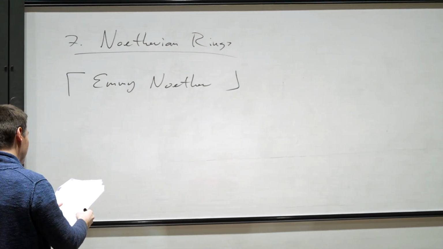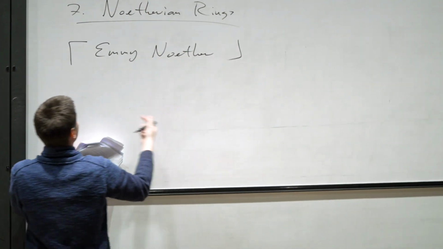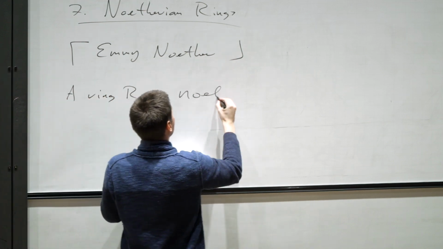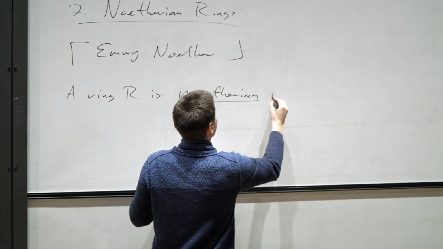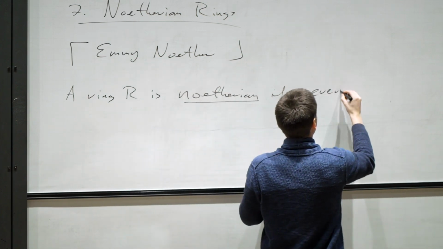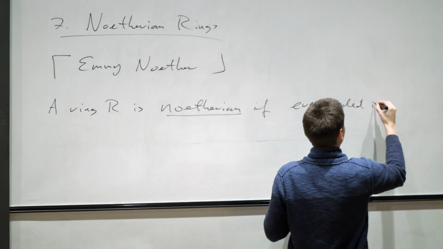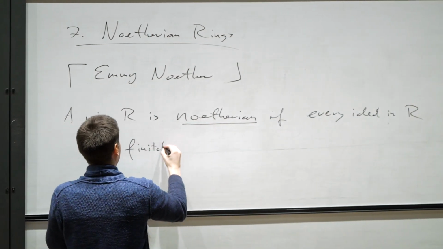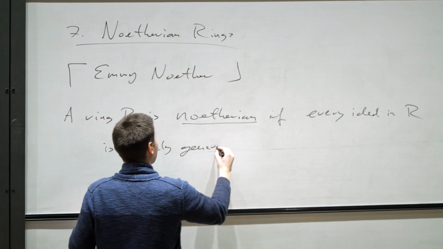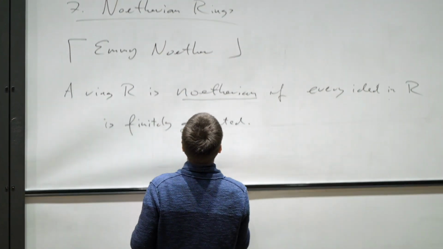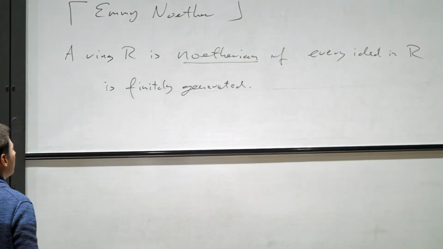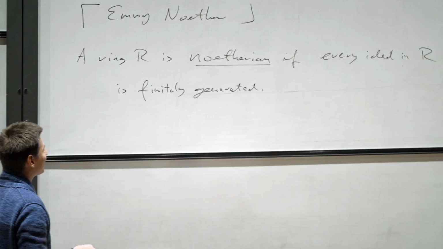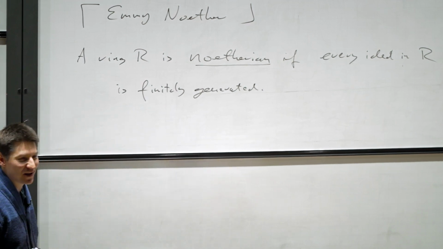So noetherian rings. What are they? Here's the definition. A ring R is noetherian if every ideal in R is finitely generated. Yes, I write it with a lowercase letter, which might not be to everybody's taste, but as they say, the highest honor in mathematics is when your name becomes a lowercase adjective.